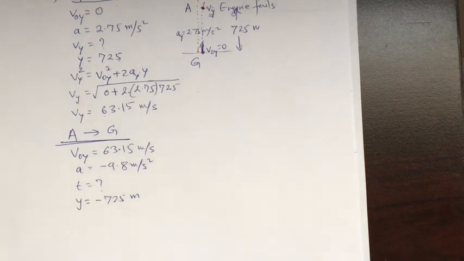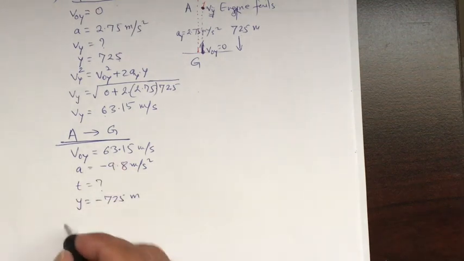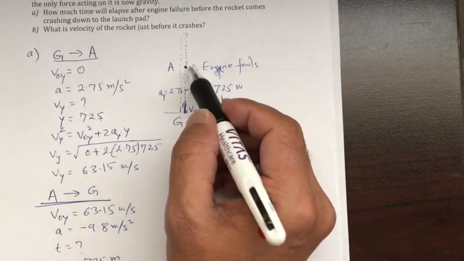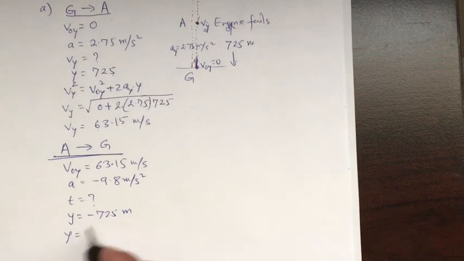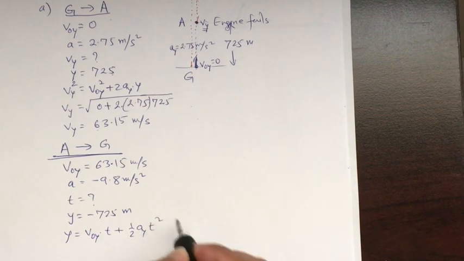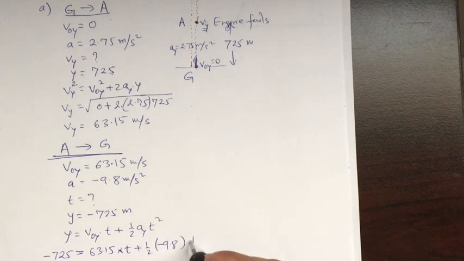You can simply pick the formula from your formula sheet, which I'll write for you: y equals y minus y0, but since you pick this as the origin, you don't need to worry about y minus y0. So y equals v0y times t plus 1/2 a_y times t squared, which is minus 725 equals 63.15 times t plus 1/2 of minus 9.8 times t squared.